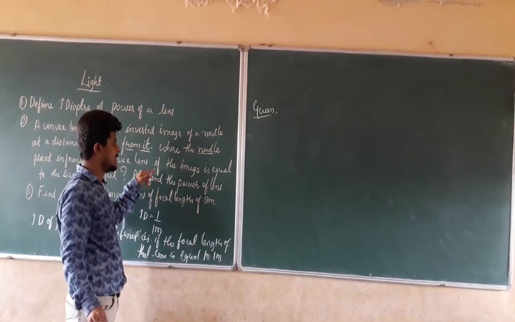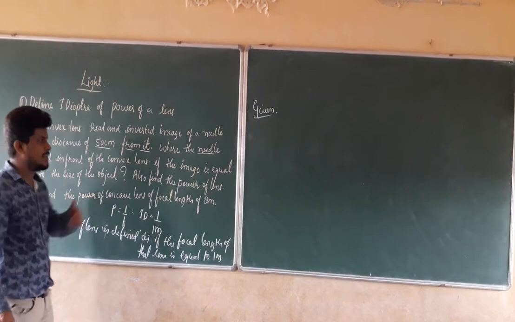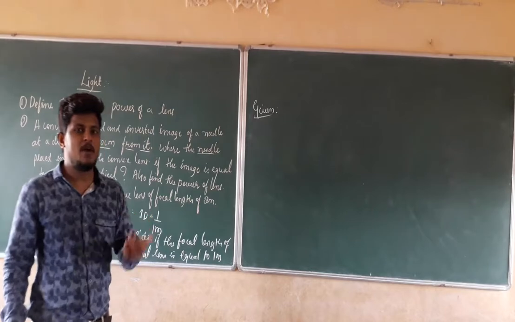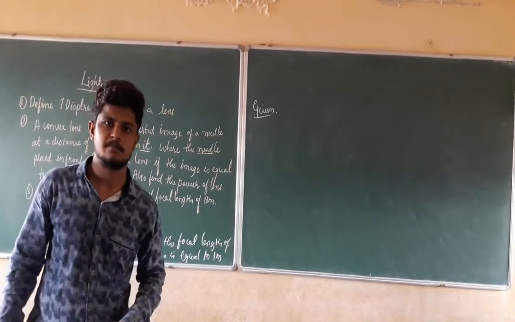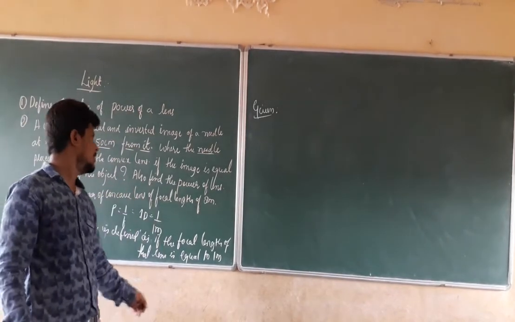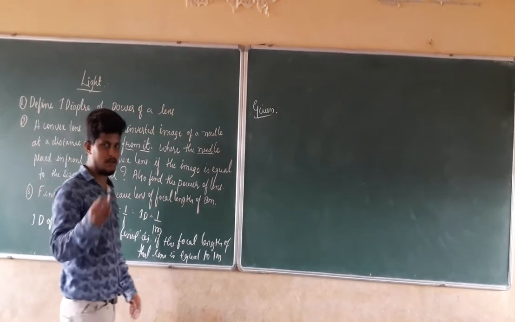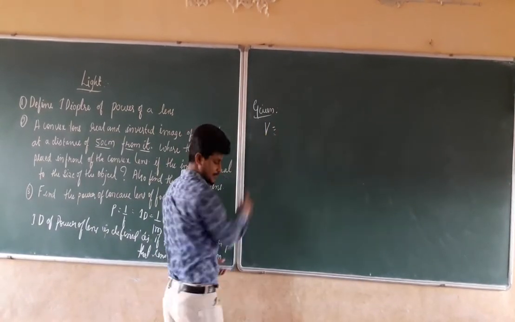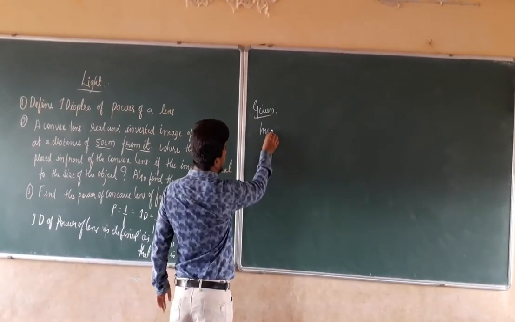Again, in the third statement it is given that the image is equal to the size of the object, that is, the image and the object are both the same size. If they are both the same size, what does it mean? It means magnification is equal to 1. As well as we have to find out the power of the lens. So we are going to write out the given data. First data is V, that is the image distance.